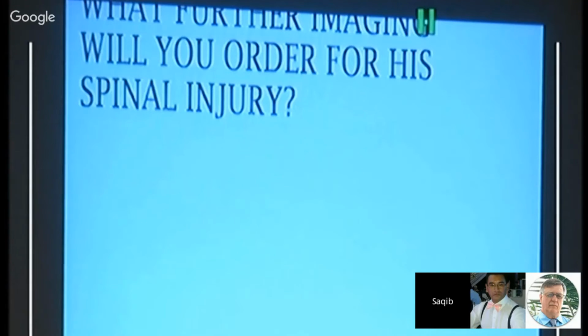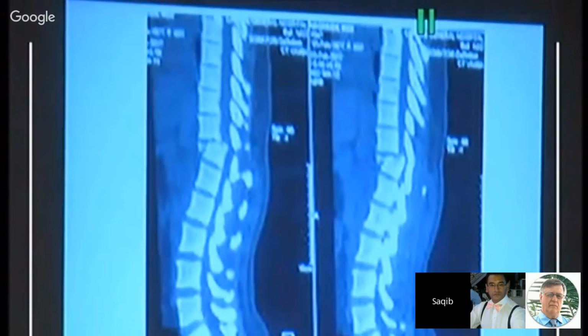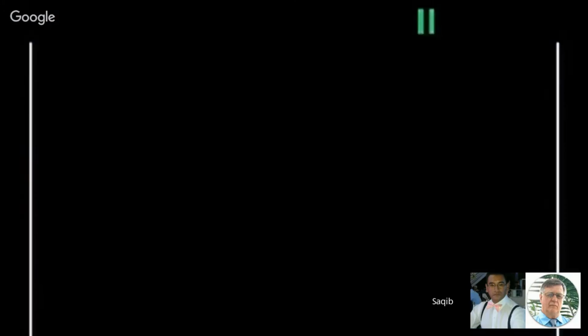What further imaging will you go for his spinal injury? He already had a spinal X-ray. Okay. So we went for a CT scan. What does it show? What type of fracture is it? And how many columns are involved? It's a burst fracture.